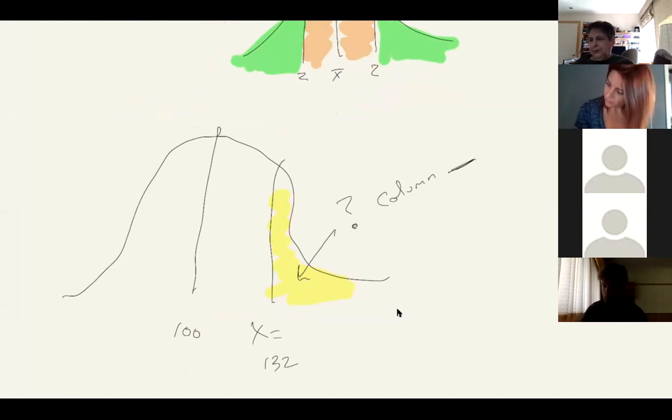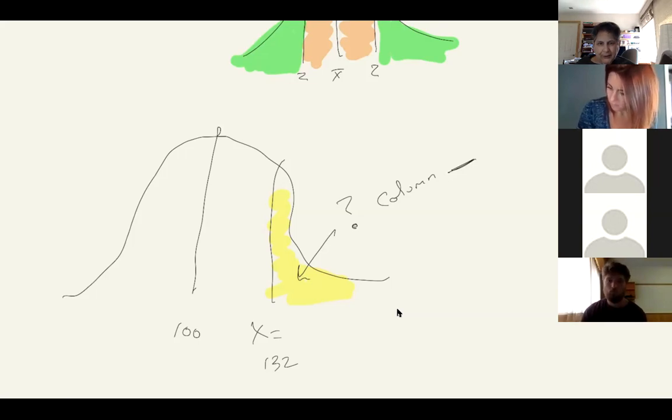And how to find it. So what I want to know is what percentage of people have an IQ above 132. There's the 132, the mean's down at 100. What percentage of people above 132 is represented by that yellow area? So how do I find the size of that area? How do I find the percentage of people?